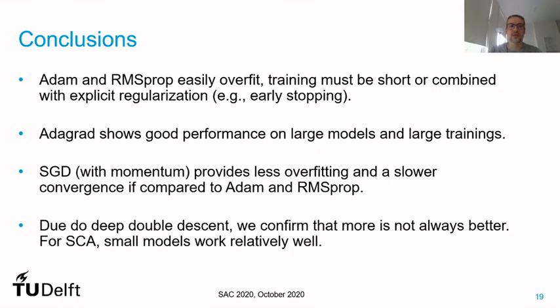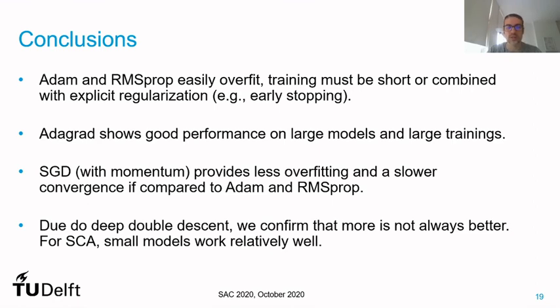Another takeaway is that AdaGrad can show very good behavior in large models and large datasets, with a large training process. So it's a very good alternative if you're using an adaptive optimizer, because it can really show less overfitting compared to other optimizers. SGD with momentum is also an option because it provides less overfitting and faster convergence than without momentum, and we saw that its performance is comparable to Adam and RMSprop, which are very common choices in side-channel analysis.